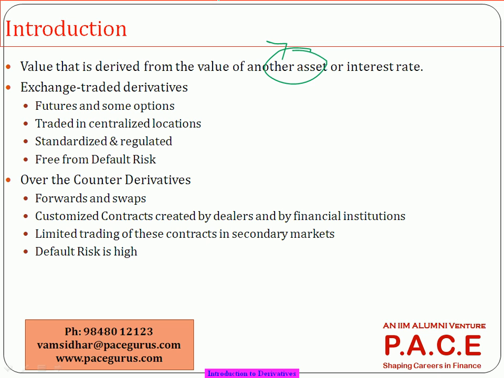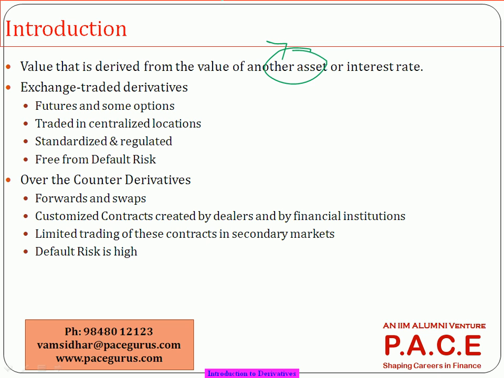I'll take a loan after 1 month or after 6 months. Let's fix the interest rate at 8%. I may get into an agreement with the bank saying I'll take a loan for 20 years, but I don't want it now. I'll take it after 6 months, right? So we'll fix the deal at 8% per year.